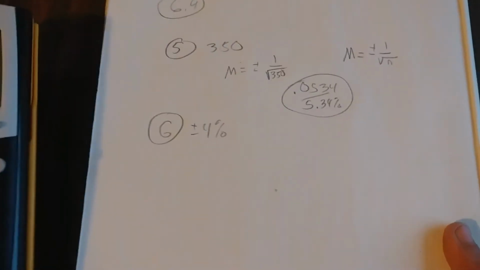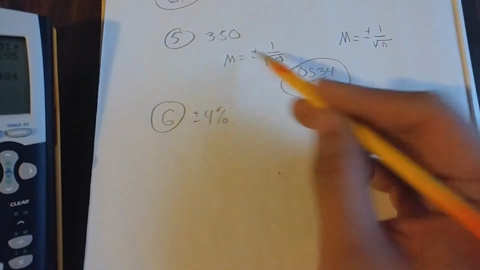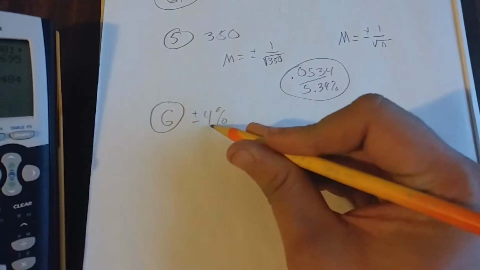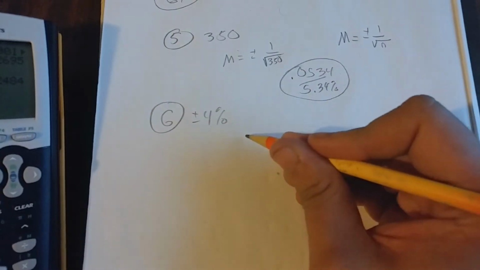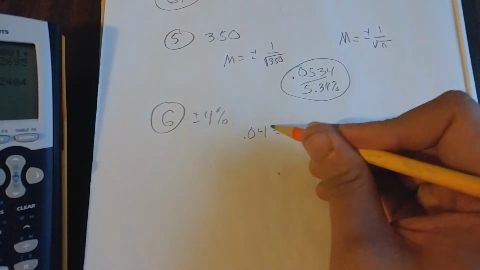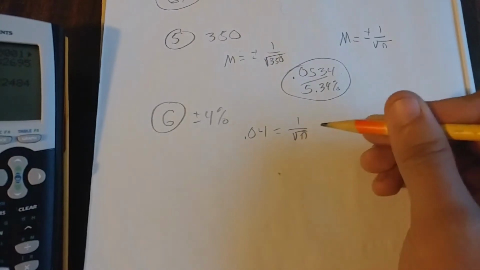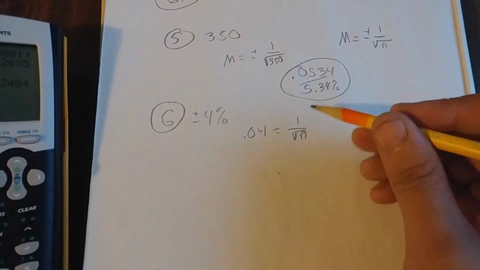Let's look at the next one, plus or minus 4%. Now, this is the situation where you get M instead of n. So you don't want to leave it as a percent. You want to change it to a decimal. Whenever you calculate with stuff, change it to a decimal. So 0.04 equals 1 over the square root of n. Now, I showed you multiple ways to do it. I'll show you what I find the easiest way is.